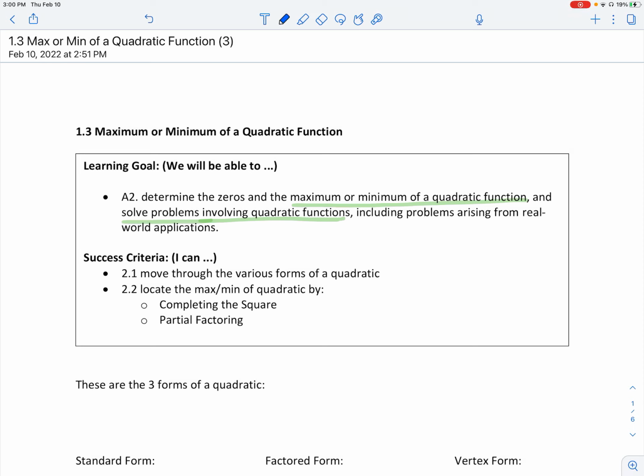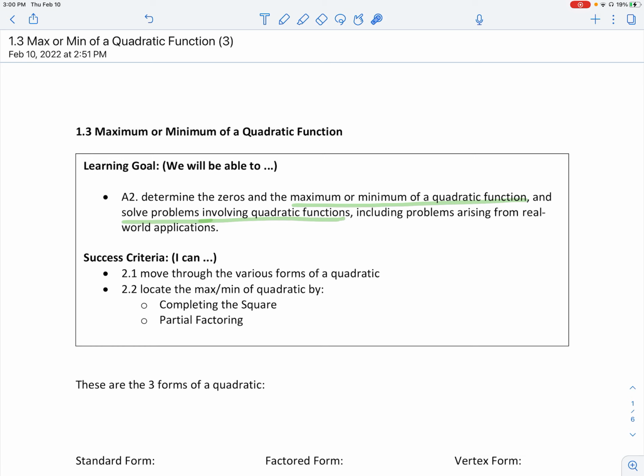Hi, welcome to 1.3, maximum or minimum of a quadratic function. Our learning goal: we will be able to determine the zeros and the max or min of a quadratic function and solve problems involving quadratic functions, including problems arising from real-world applications, such as bridges, projectiles, or maybe revenue questions.